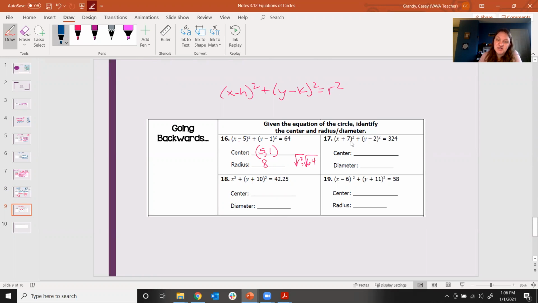Now if the signs don't match, like I have x plus 7, okay, this was supposed to be x minus h. So what would the h have been to make this a plus? Well, it would have had to be negative. So the h is negative 7. These signs match. So k is 2. R squared is 324. So to find r, we'll have to take the square root of both sides. And the square root of 324 is 18.